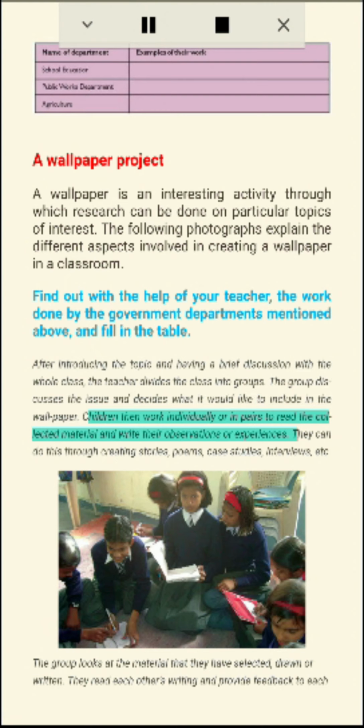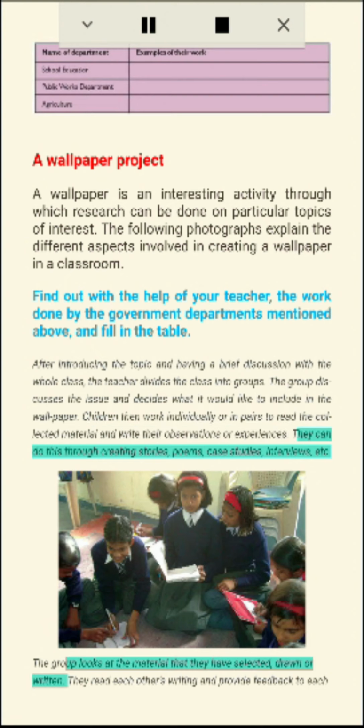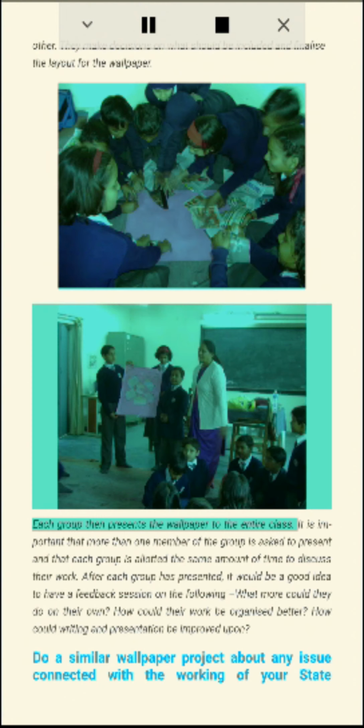Children then work individually or in pairs to read the collected material and write their observations or experiences. They can do this through creating stories, poems, case studies, interviews, etc. The group looks at the material that they have selected, drawn or written. They read each other's writing and provide feedback to each other. They make decisions on what should be included and finalize the layout for the wallpaper. Each group then presents the wallpaper to the entire class.